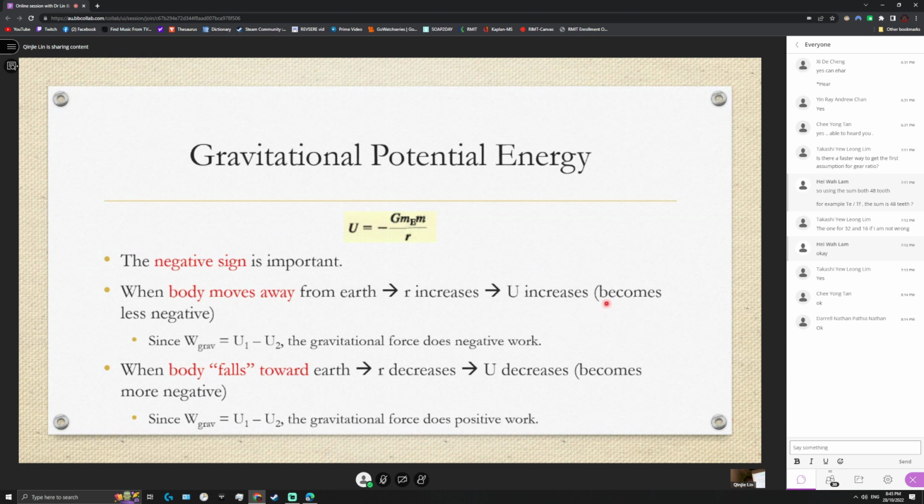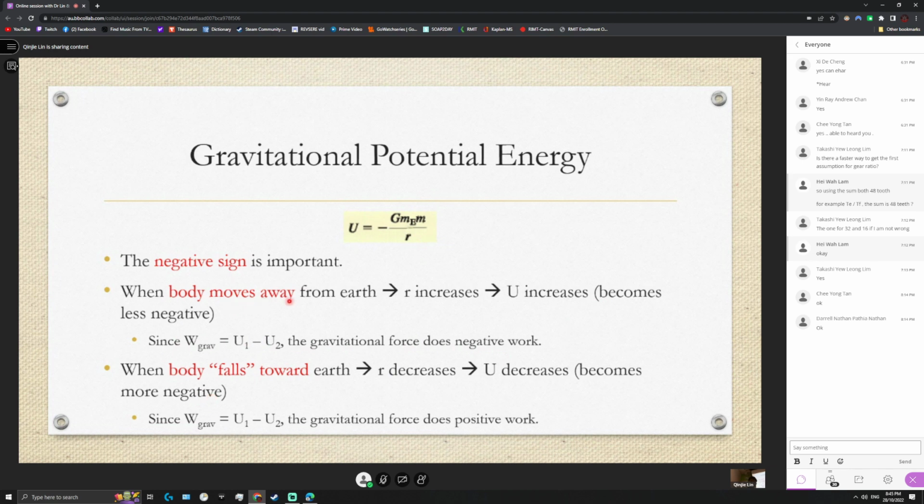Okay, and that is important because it means when you move up, your potential energy increases. This value becomes less negative. That means it increases. Okay, and since it is this equation, the gravitational force does negative work. Remember, you move an object up, gravitational force does negative work. Right, it does negative work.